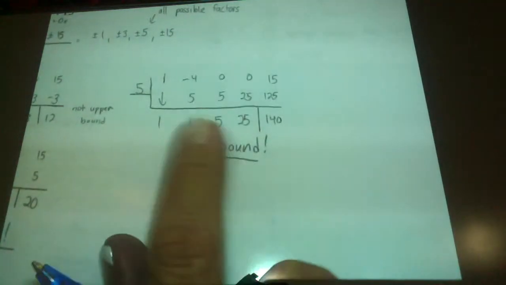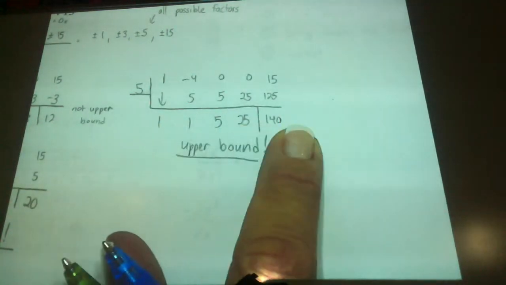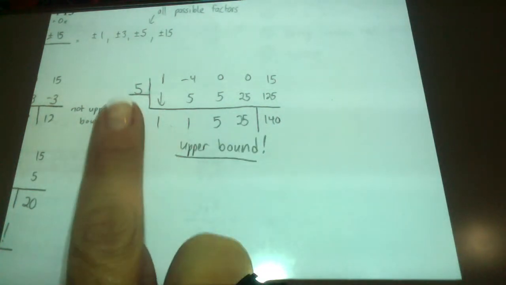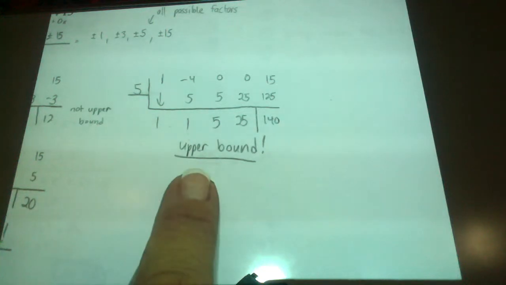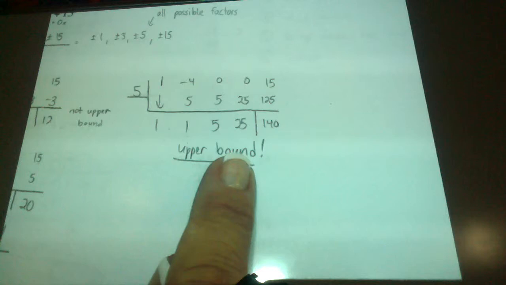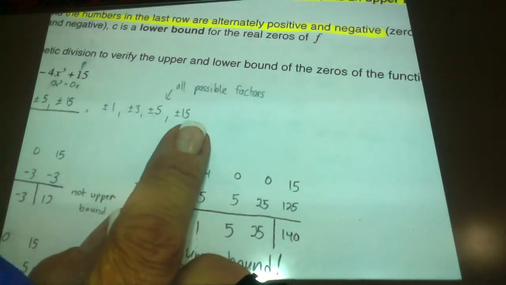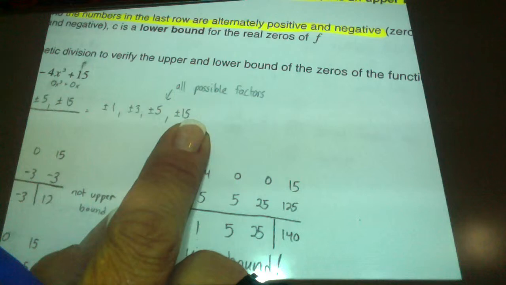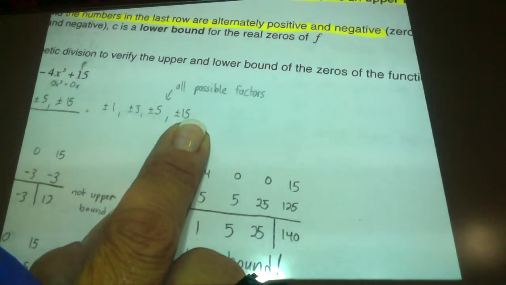It is an upper bound because look at, you have all positives. Doesn't mean that that number ends in 0, but I have all positive numbers down here. And I put a positive number on the shelf. That tells me that 5 is my upper bound. It's not a 0 because I don't have a remainder of 0. But it is my upper bound, meaning there are no zeros greater than 5. So in all of my choices here, I'm not going to choose 15 because that's greater than 5. So I'm not going to test it for synthetic division. You can do synthetic division, but it's a waste of your time. It's not going to work.